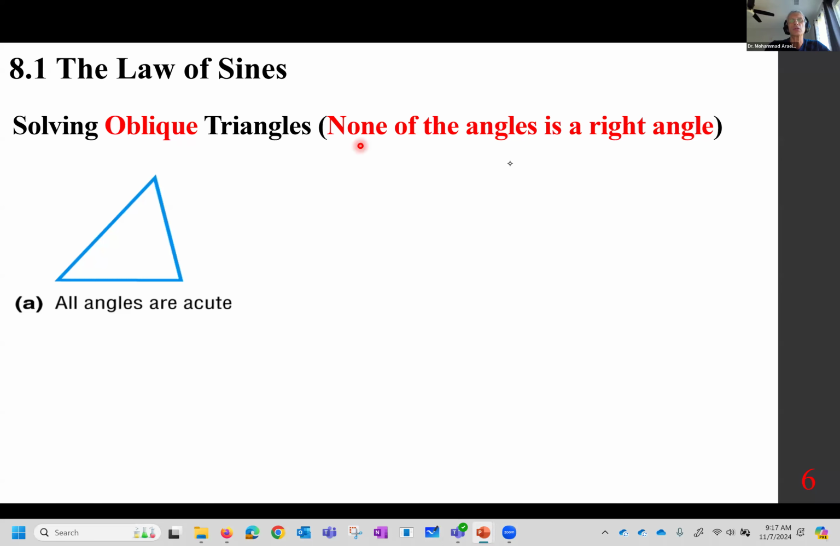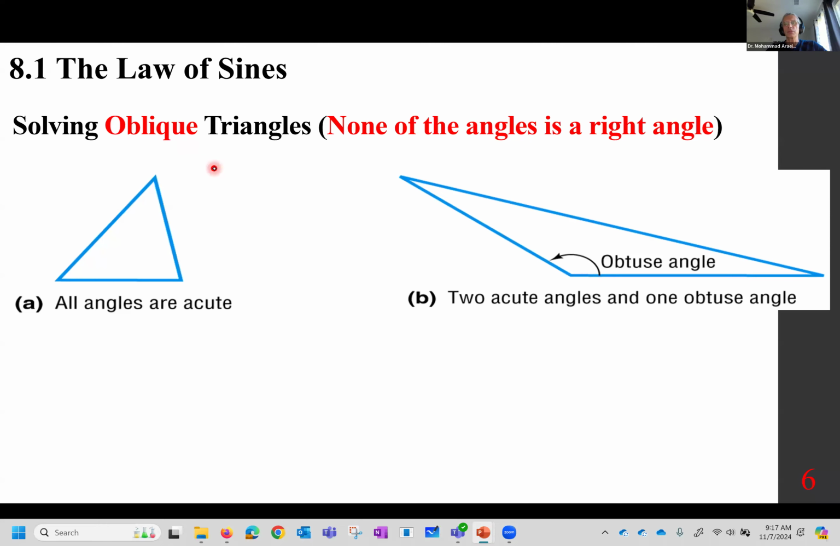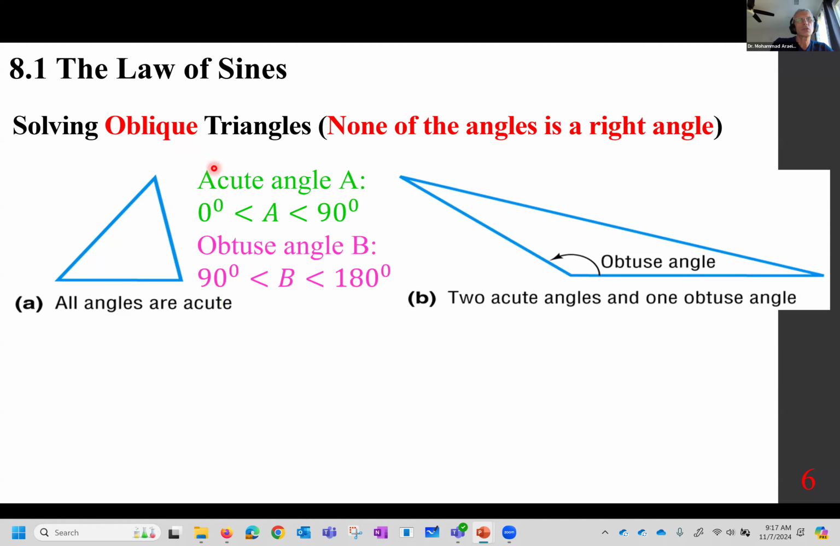What do we mean by those? None of the angles is a right angle. So what do we have here? All of these are less than 90 degrees. All angles are acute. So in this one, each angle is between 0 and 90 degrees. In this one, only one of them can be obtuse. Obtuse means larger than 90, between 90 and 180. The other two must be small and must be acute.